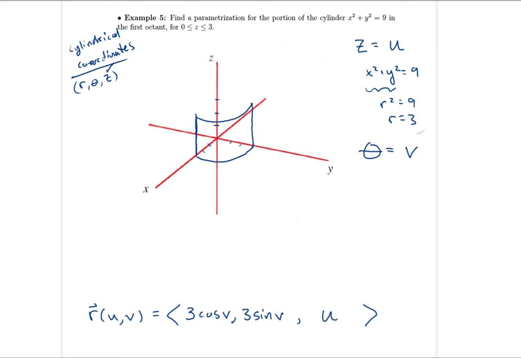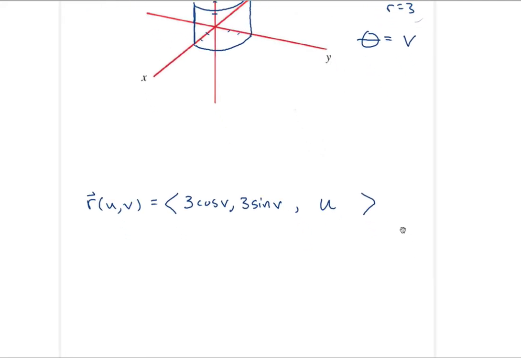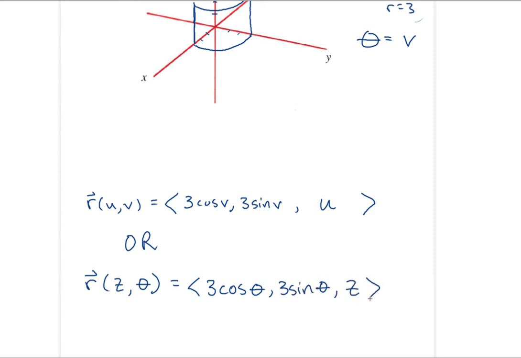But that actually brings up a good point. There is absolutely nothing wrong with using the actual letters. So if I wanted to, what I could have said was r as a function of z and theta is equal to 3 cosine theta, 3 sine theta, z. That would be totally fine. I've just gotten in a habit of saying u equals one thing and v equals another because that's how we're going to punch it into our technology. But it's totally fine to just keep it like this.